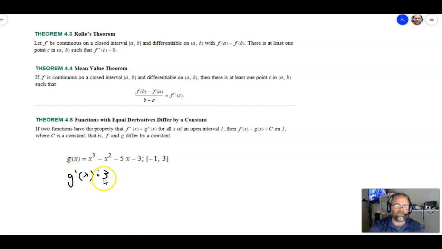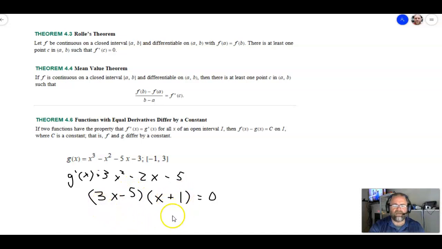So that's going to be equal to 3x squared minus 2x minus 5, just using the power rule. And now we want to find any values between -1 and 3 which give us a derivative equal to 0. So set this equal to 0, and we're going to have 3x. So hopefully this will factor here. Let's see how we can get the minus 2. Can we do a minus 5 here and a plus 1 there? I think that will actually make it work here.